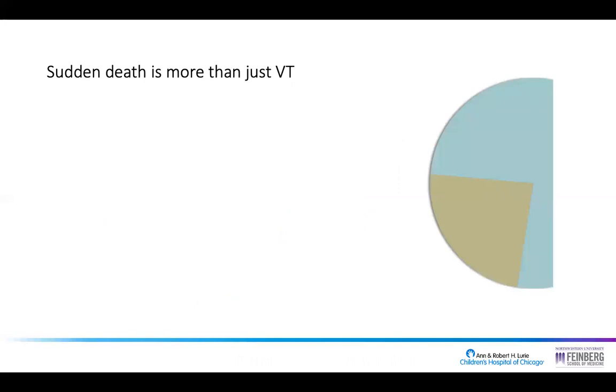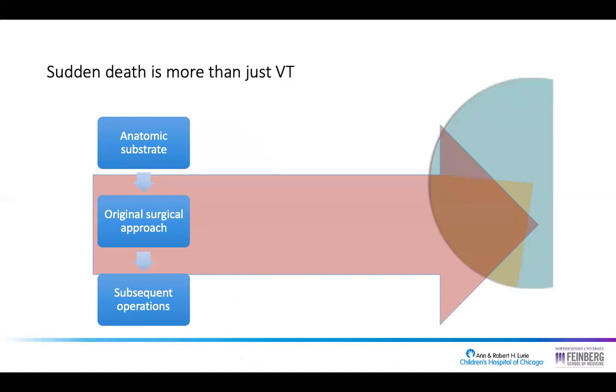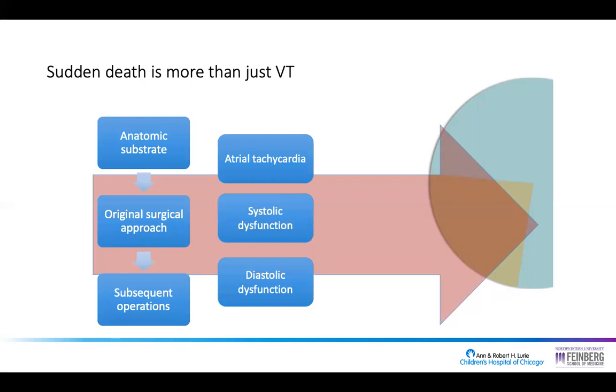The thesis that I'm going to advance for the rest of this talk, the number one most important thing that I'm going to say to you, is that sudden death is more than just ventricular tachycardia. And now what I'm going to try to do is put a model in your head that says the way to think about this is to think about the patient's anatomic substrate, what was the original surgical approach that was done, what subsequent operations were done, have they had atrial tachycardia, have they had systolic dysfunction, have they had diastolic dysfunction, and which of those things contributed to the ventricular tachycardia, which is the common pathway that tends to lend itself to sudden arrhythmic death.